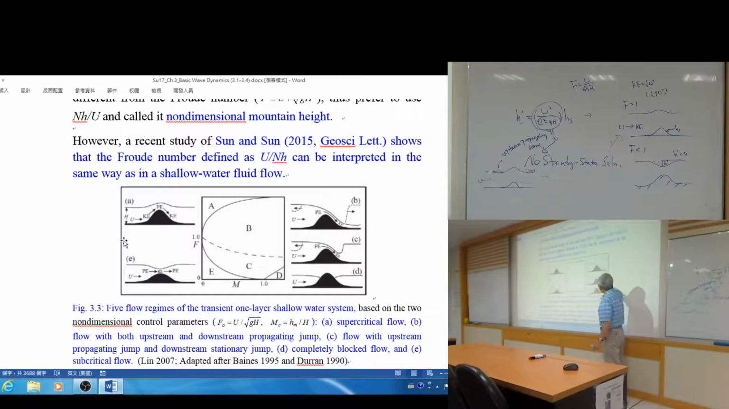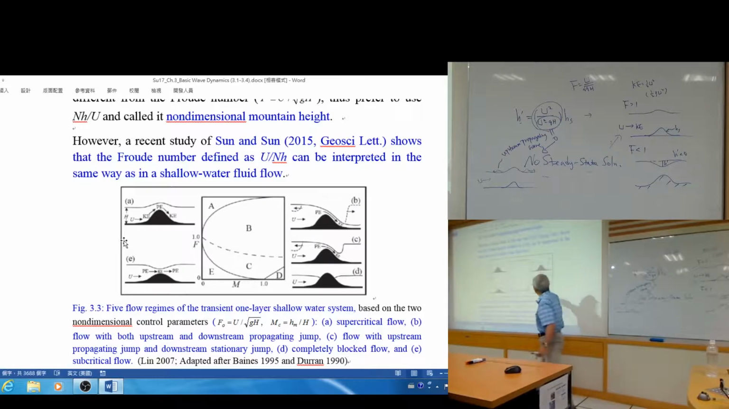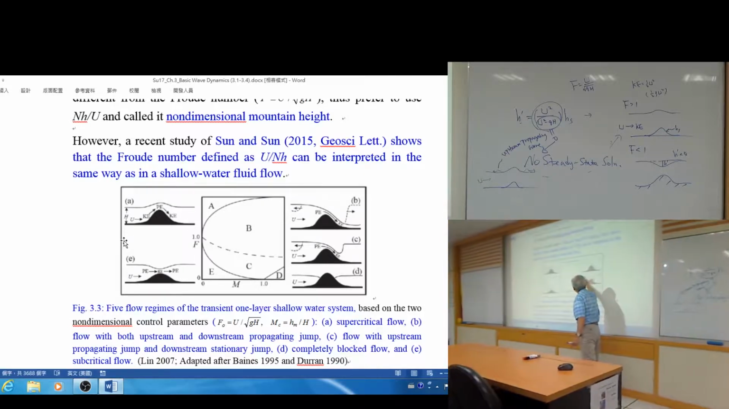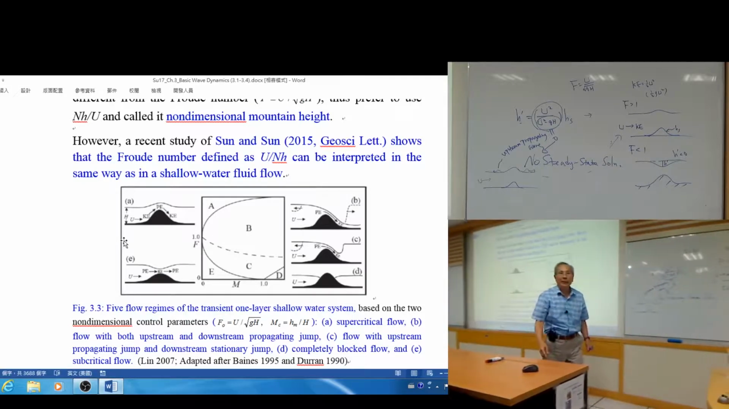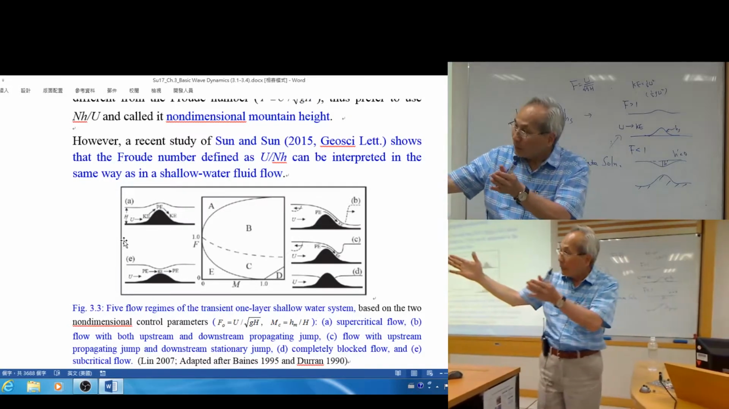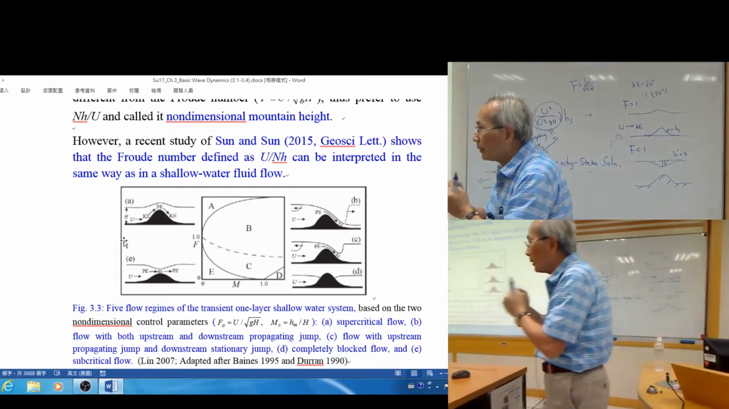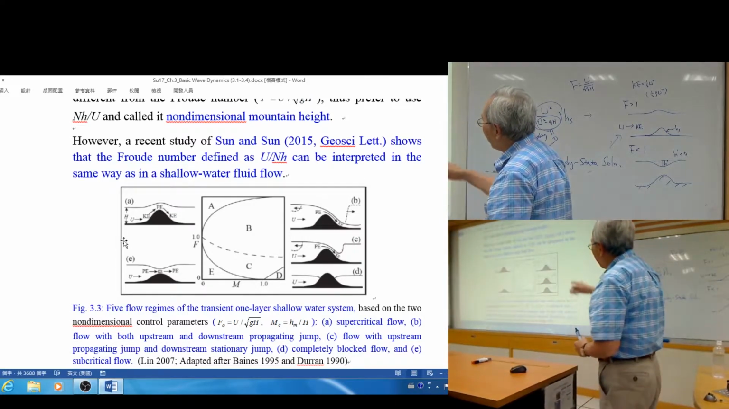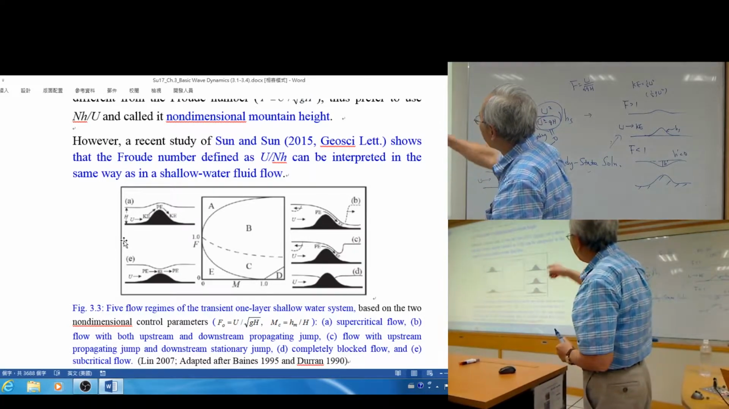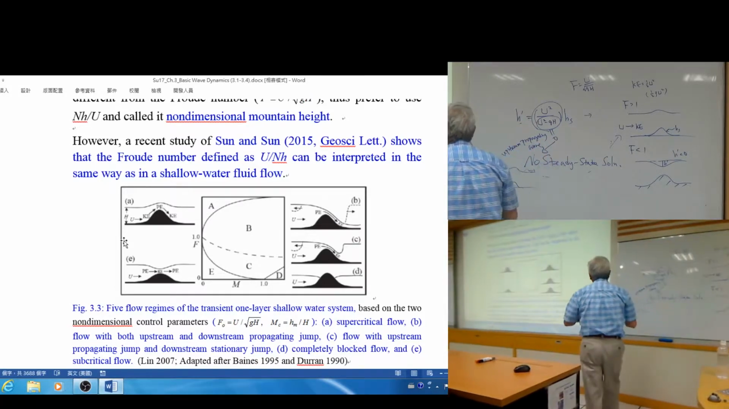Totally blocked flow is a kind of hydraulic jump. This one is stationary. This is propagating. Both have the upstream propagating jump, and this upstream propagating jump could be very interesting, because you have a jump propagating against the flow. There are not many cases where you have a flow that can go against the basic flow. That is sometimes called a bore.